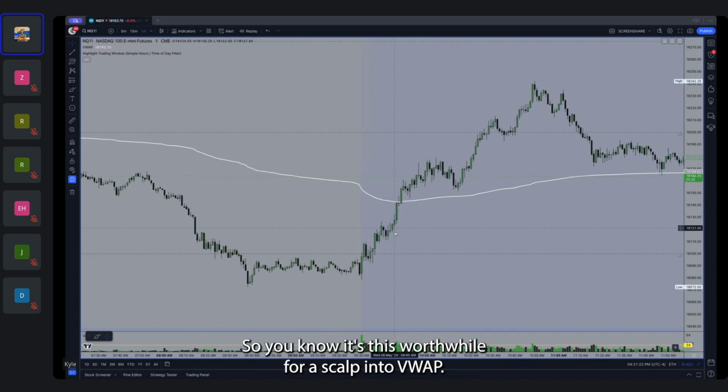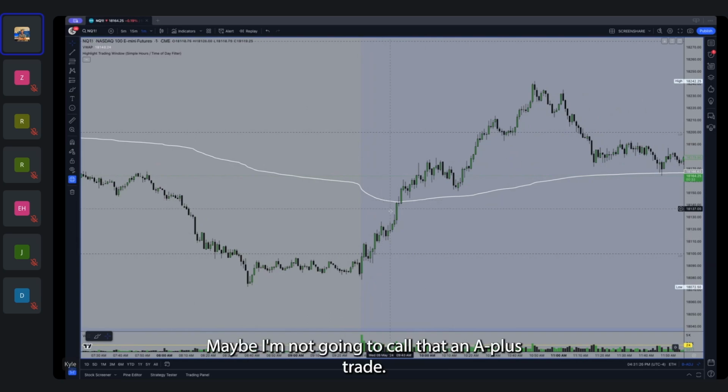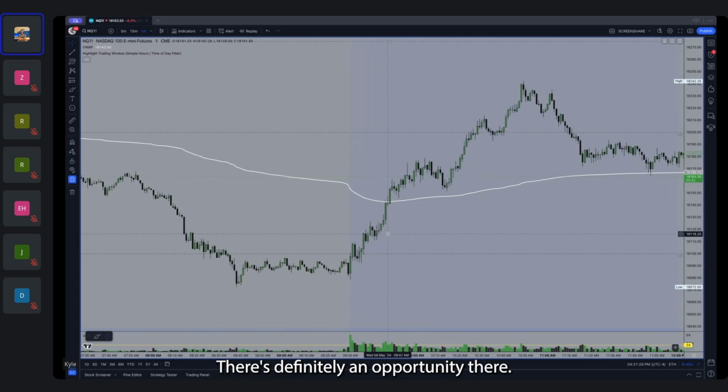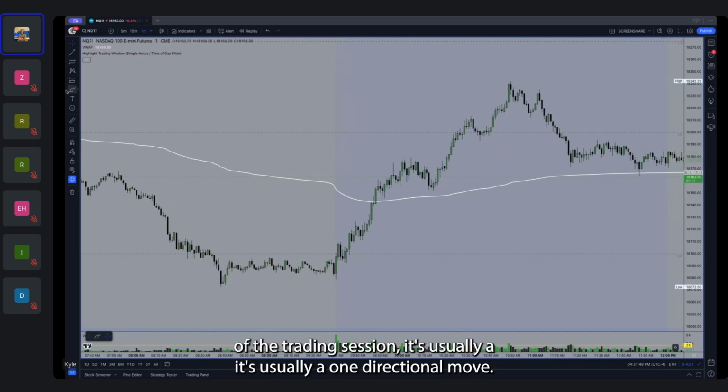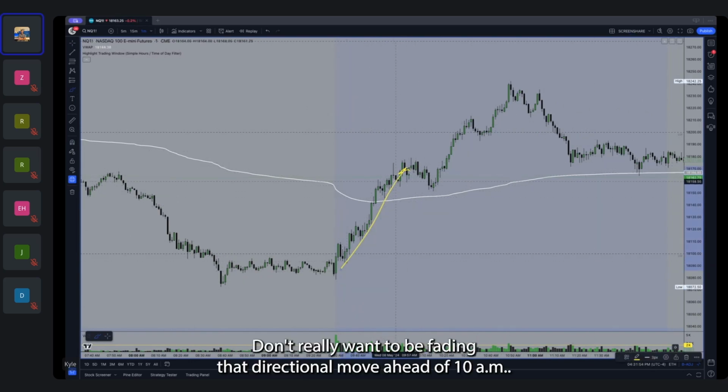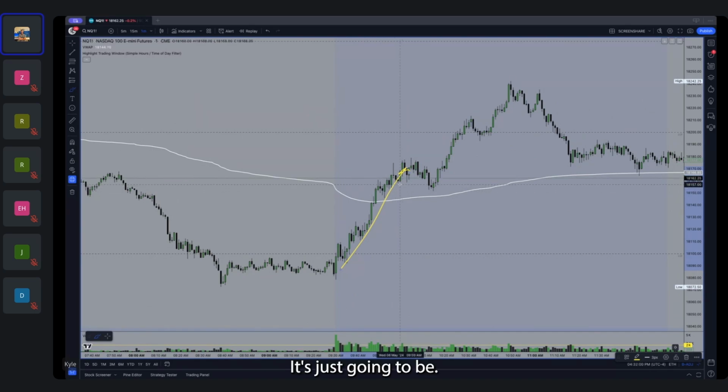So, is this worthwhile for a scalp into VWAP? Maybe. I'm not going to call that an A+ trade. There's definitely an opportunity there. And this is right when that first 15-minute bar is really starting to find its close. We're talking about 9:42 right here. So that 15-minute bar is just about fully closed. And as we know about the first half hour of the trading session, it's usually a one-directional move, right? Don't really want to be fading that directional move ahead of 10 a.m. It's just going to be a low probability type of trade.